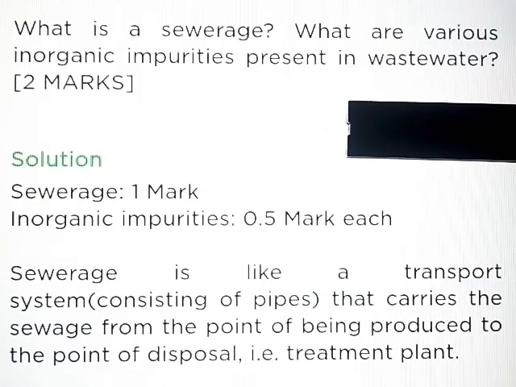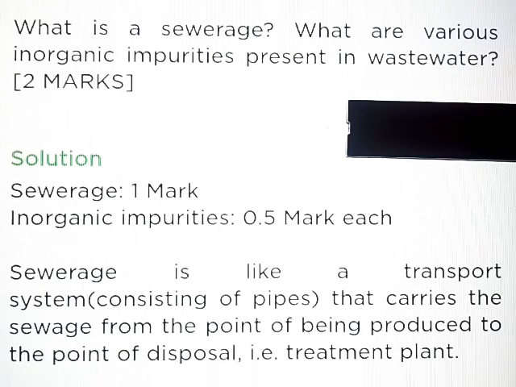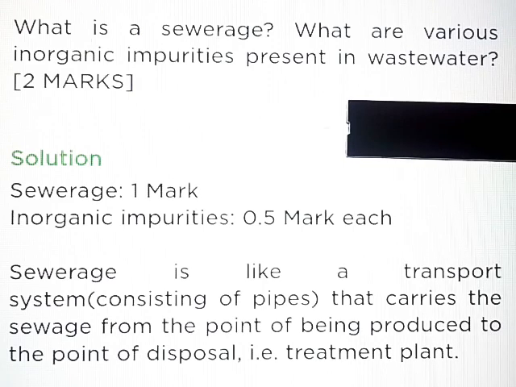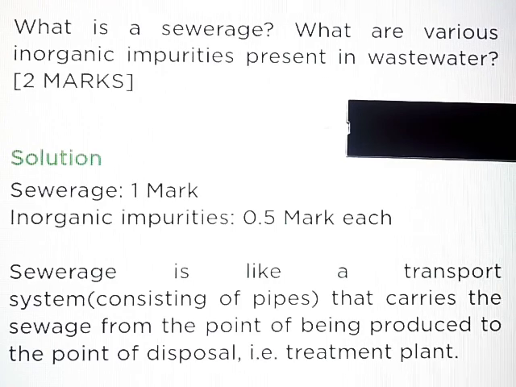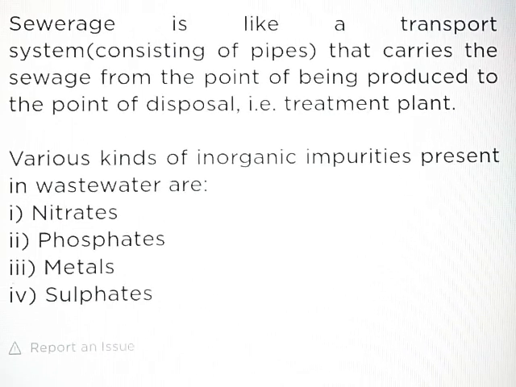Question number 3. What is a sewage? What are various inorganic impurities present in wastewater? Answer. Sewage is like a transport system consisting of pipes that carries the sewage from the point of being produced to the point of disposal, that is treatment plant. Various kinds of inorganic impurities present in wastewater are nitrates, phosphates, metals and sulfates.